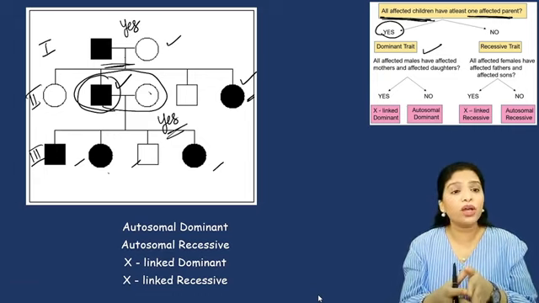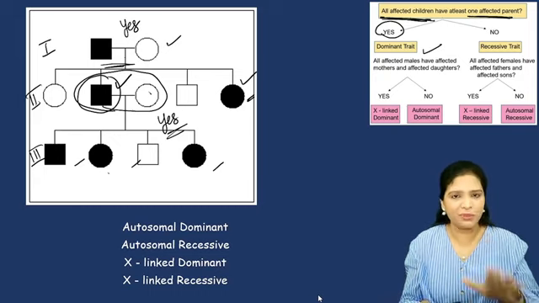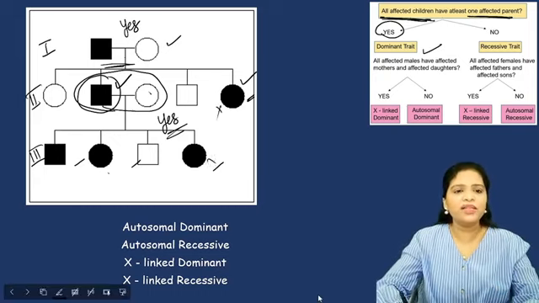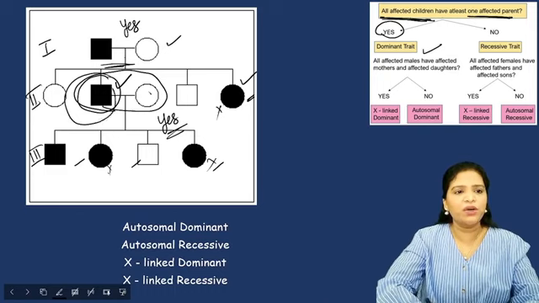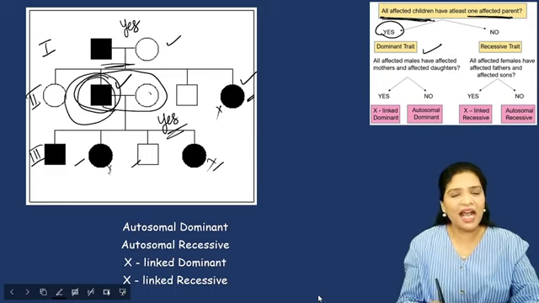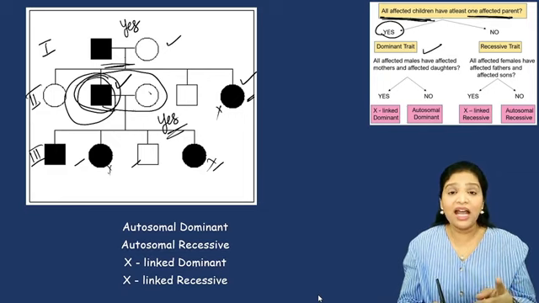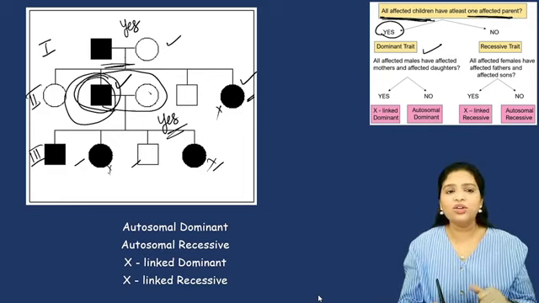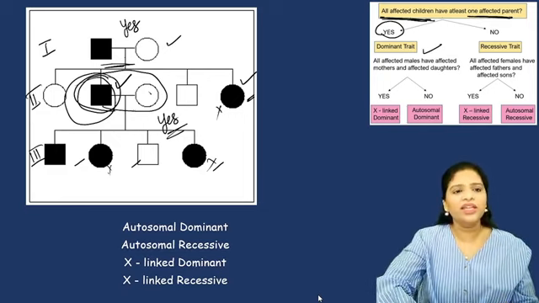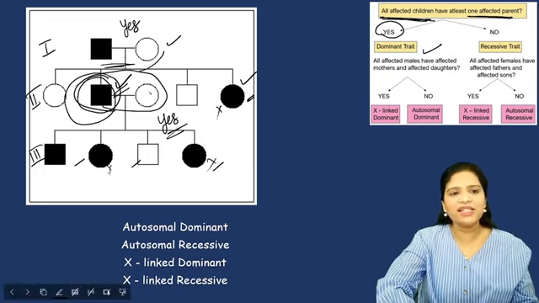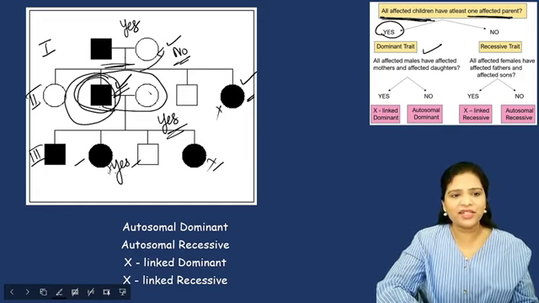Now you have to focus only on the affected male, not on the female. Forget all the females. Just focus only on the affected male and ask the second question. So what is the second question? All affected males have affected mother and affected daughter. Look here, he is the affected male. His mother is affected? No, right? His daughter is affected? Yes, the daughter is affected.